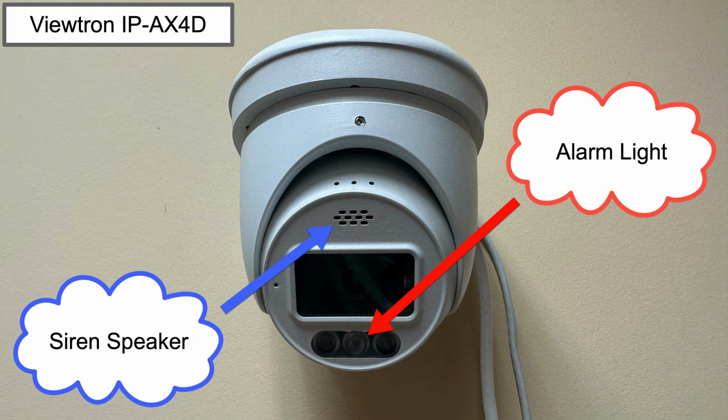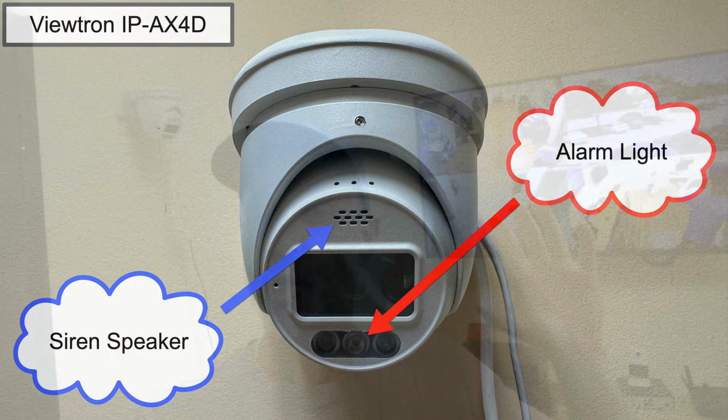That Viewtron IP camera that you see behind me is a Viewtron AI security camera, and it has a built-in siren speaker as well as a built-in flashing LED light. So you can set up the audio on that camera to be a siren or a warning message, and you can even upload custom sirens or audio files of custom messages or whatever you want that to play.